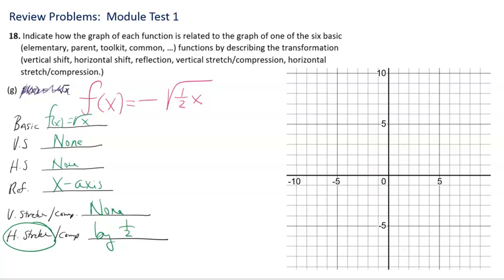Okay? Now let's do a t-table. The good news is when you graph this, you really won't have to focus a whole lot on the stretch. That's what the plotting points is about.